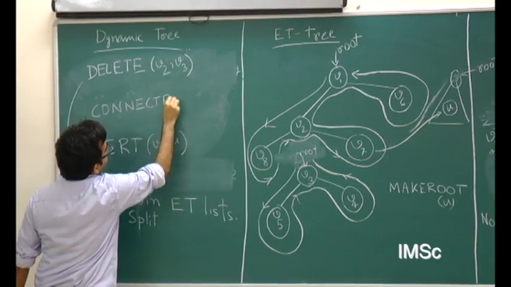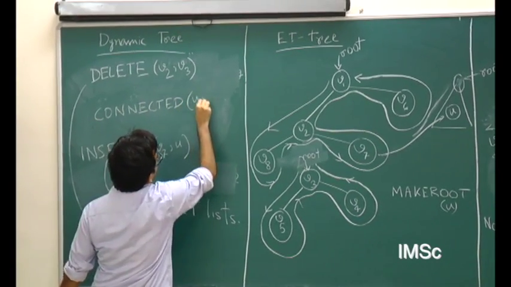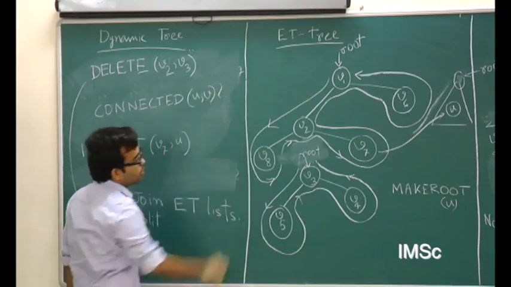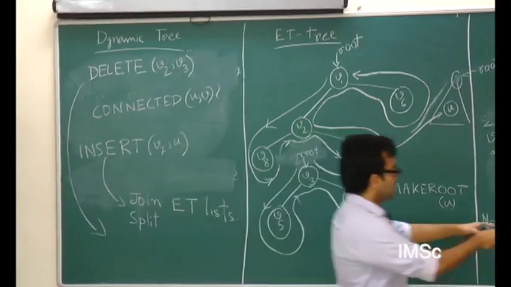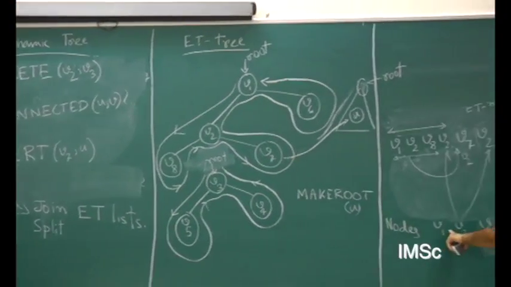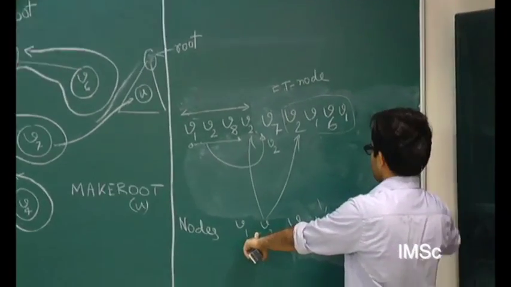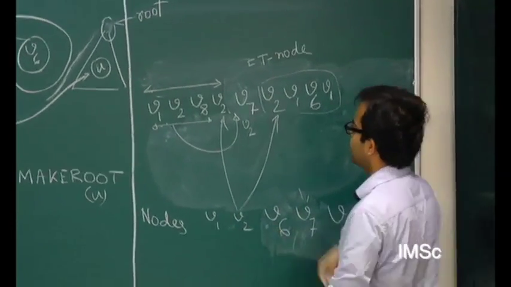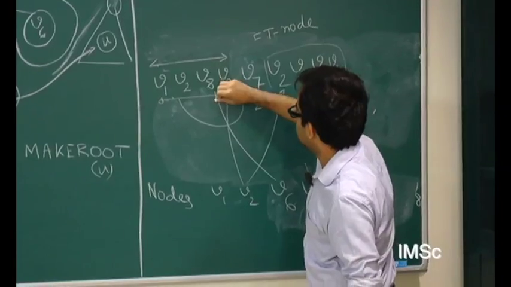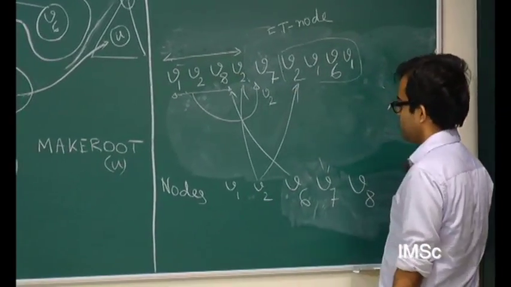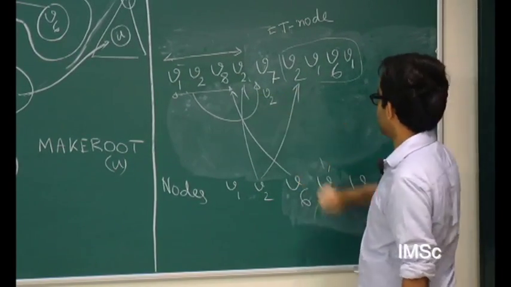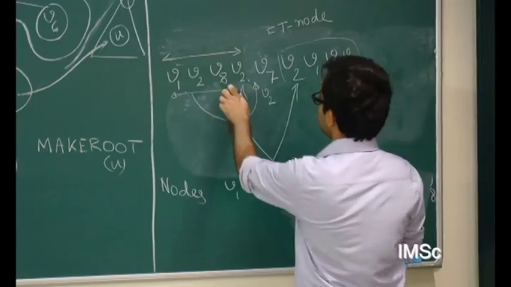And then when you want to answer the query connected(U, V), say you want to check whether V6 and V8 are connected, you just go to the ET node following this pointer. No, where am I going to V6?